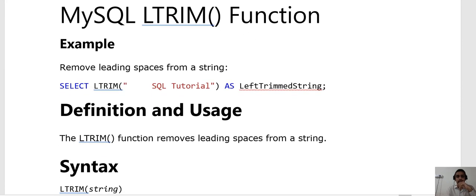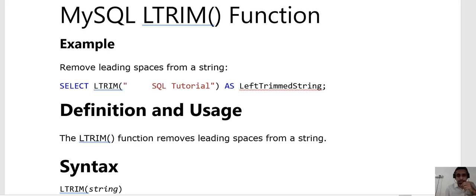Now we have another function called the MySQL ltrim function. What it does is remove the leading spaces from a string. Leading means when there is a space at the beginning, in front of the alphabets or characters or names. At that time you can use ltrim. We can simply use the ltrim function over here.